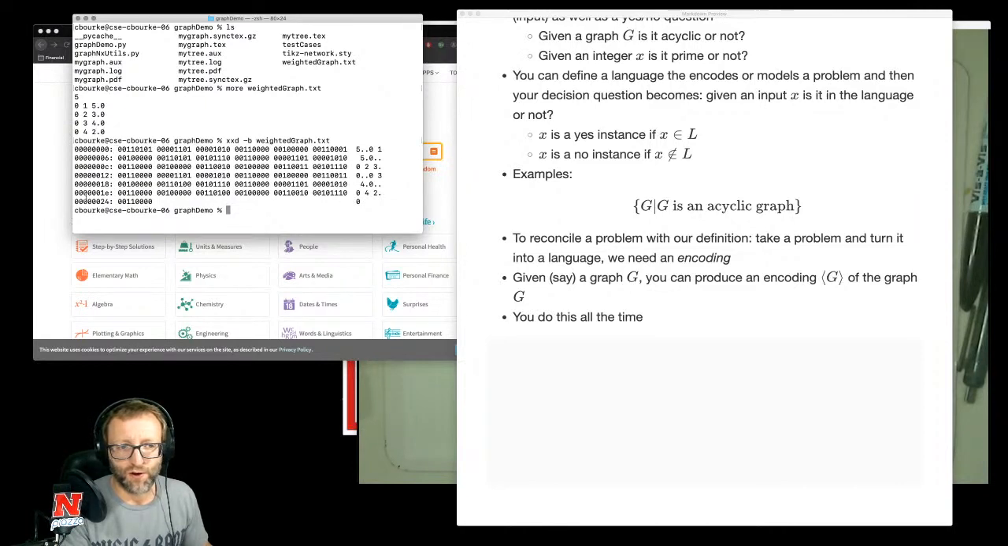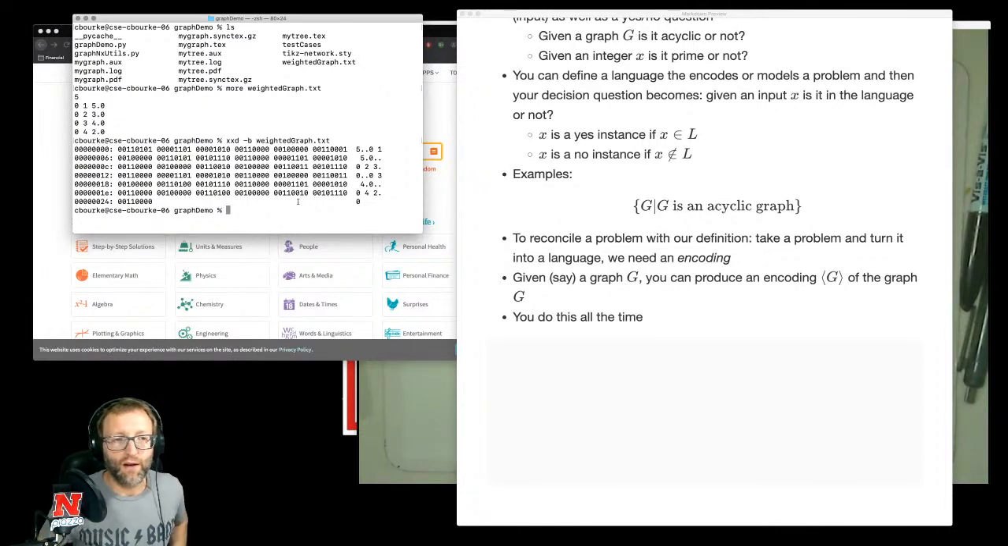So all I did was take that file and dump it to a binary representation here. Now ignore the first column here. That's the byte offset. Ignore the right column. That's actually the actual ASCII text characters being rendered. But the inner 6 columns here, that's my encoding. That's my encoding of this graph.